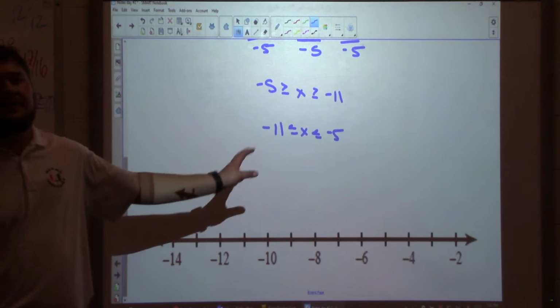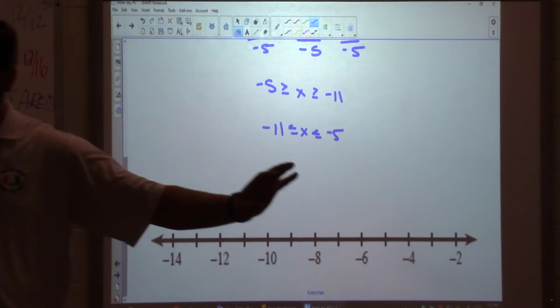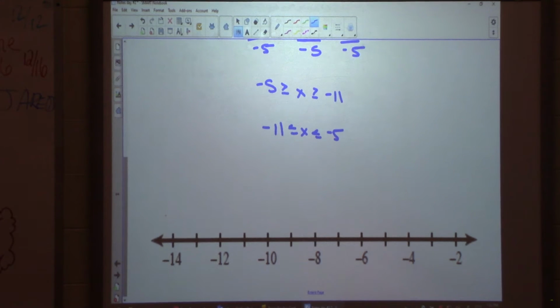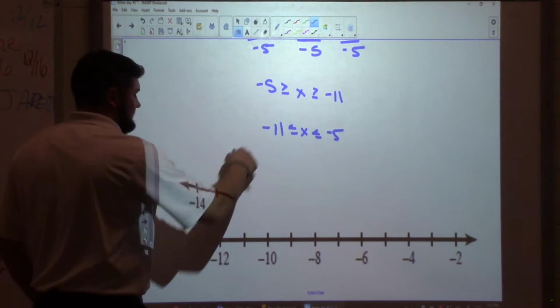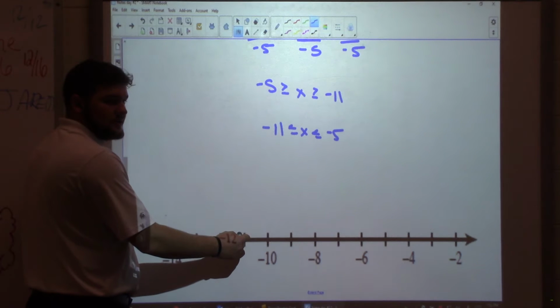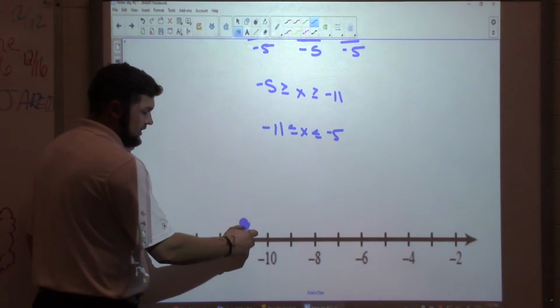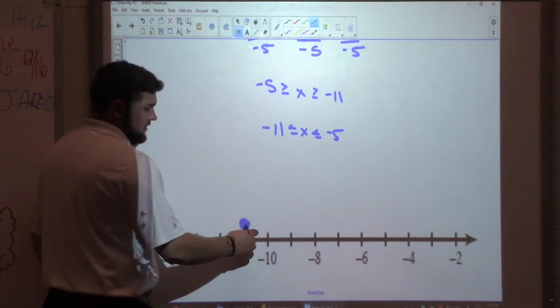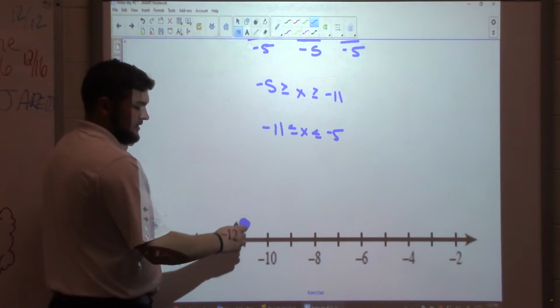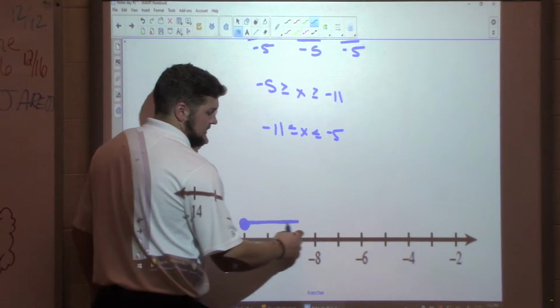I'm going to graph and then we're going to write interval notation. Is that okay? I think seeing it on the graph kind of helps a little bit. So if I want to graph this, at negative 11, am I going to have an open or a closed circle? Closed, right? It's or equal to. So it's a closed circle at negative 11. And I'm shading which way? To the right. x is greater than.